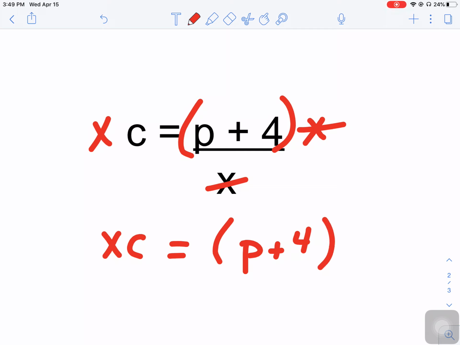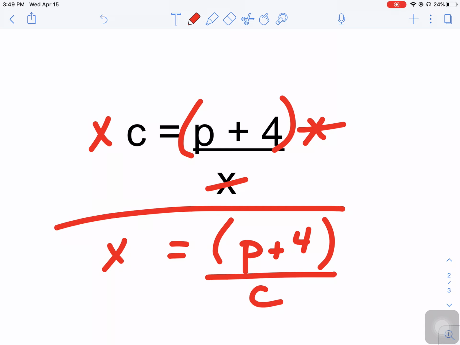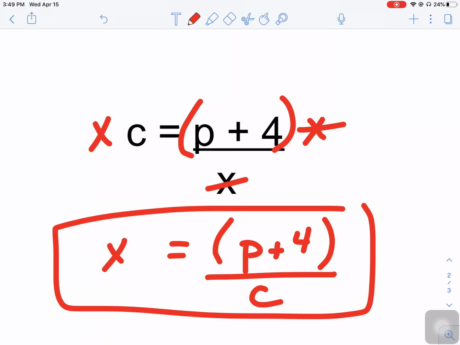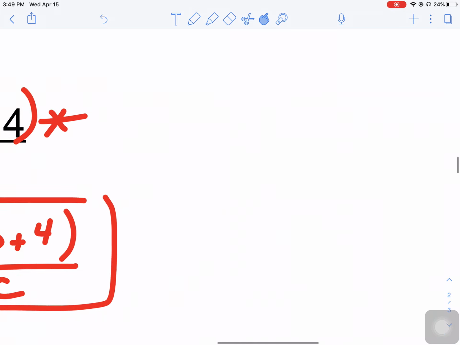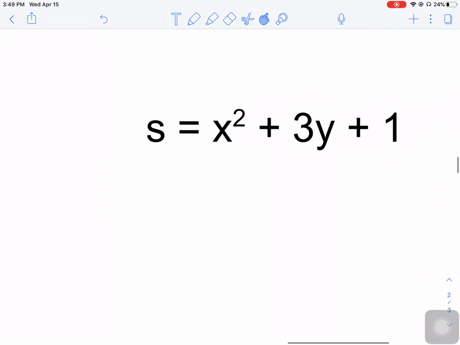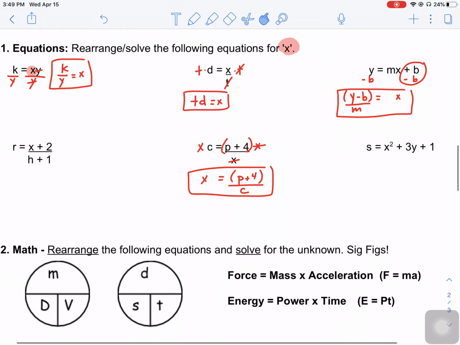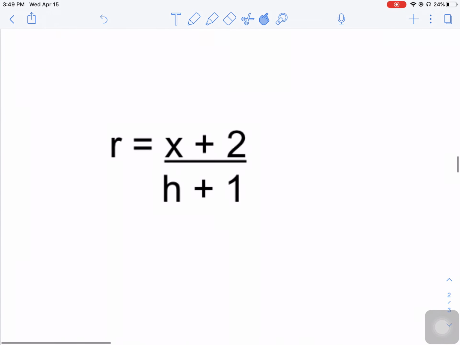Now, I want to get x all by itself, so I'm going to divide both sides by c. And when I do that, I come up with my final equation for x. Oops. X is equal to p plus 4 over c. Probably didn't have to use parentheses, but it doesn't hurt in this case. All right, I'm not going to do the last problem with you, but I am going to go back and do this one with you right here.